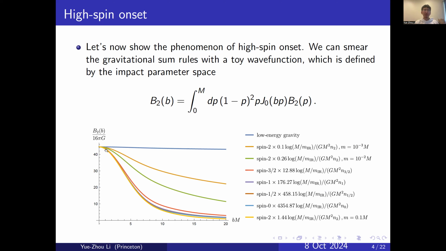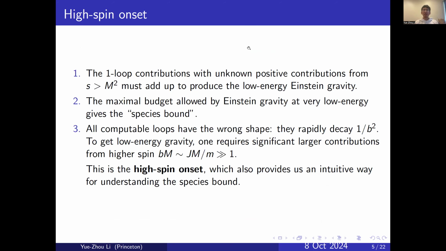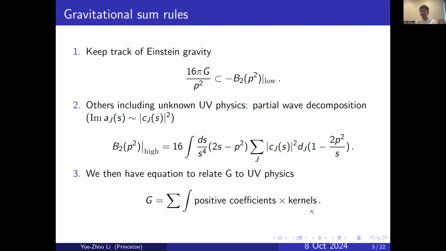So for low-energy gravity, we see, in this picture in 4 dimensions, that it behaves logarithmically in the impact parameter. So it's quite flat in this plot. However, whenever we look at the one loop contribution from matter fields, their contribution actually decays very fast. Some comments: first, from the dispersive sum rule, we know that the one loop contributions together with some unknown positive contributions from the UV physics must add up to reproduce low-energy Einstein gravity. And that's basically what this equation tells us.